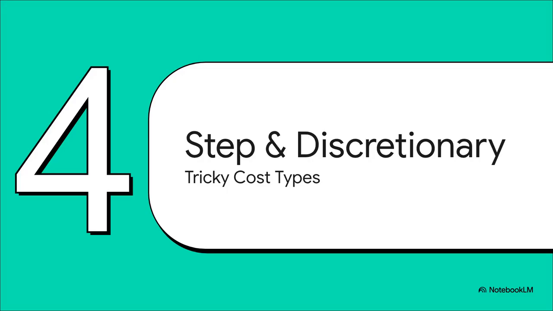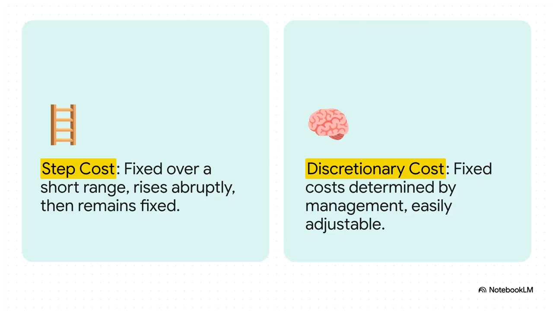All right, Section 4, tricky costs, step, and discretionary. Now we're diving into the granular traps that examiners absolutely love to use to test if you really know your stuff. So, step costs jump in abrupt increments. They stay fixed over a very short range of activity, then they suddenly jump up to a new level and stay fixed there for another short range.